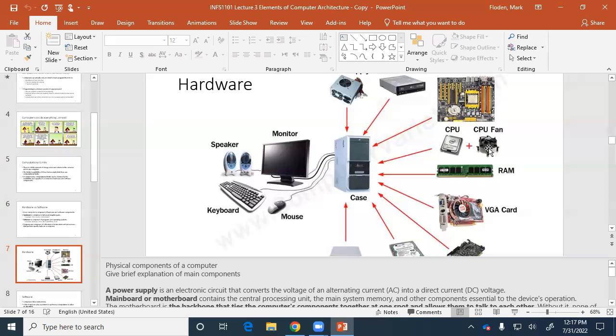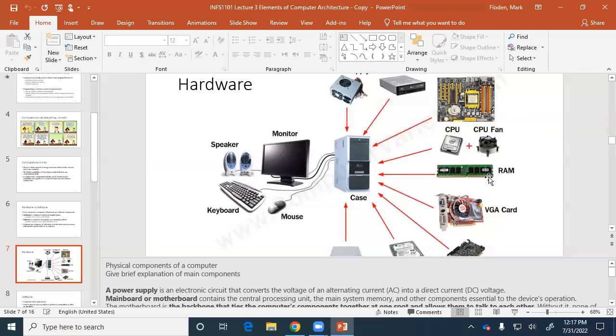So the CPU is going to have a fan on it. That's because the CPUs that we have nowadays are so fast and so powerful that they produce a lot of heat, and heat is not good for electronic components. So that heat has to be removed. And so you have a fan over top of the CPU, and then you have other fans inside the box.